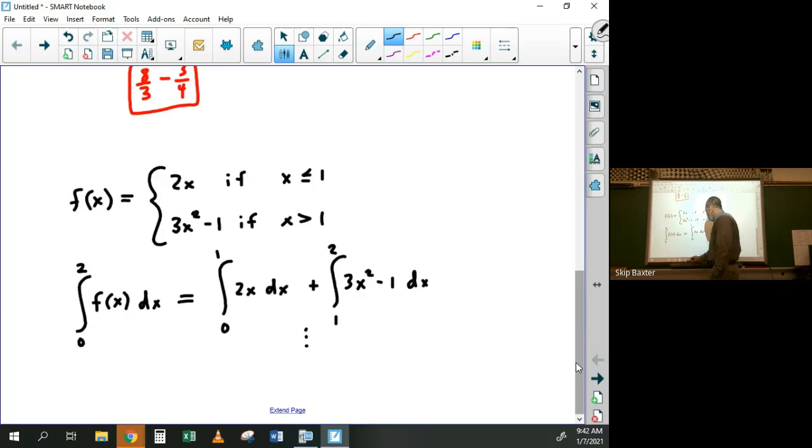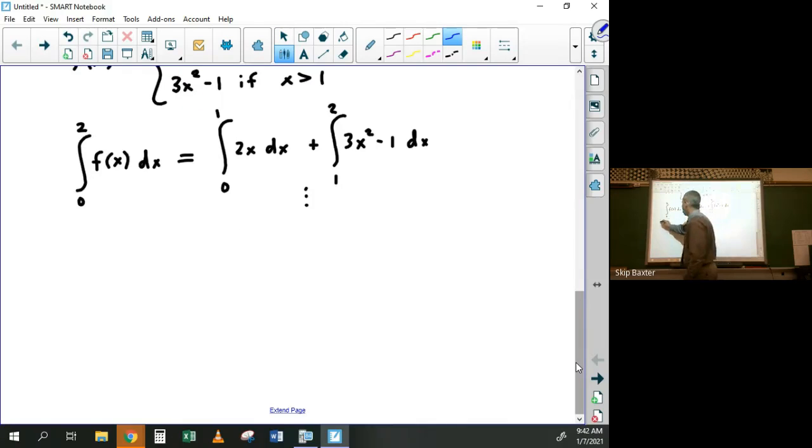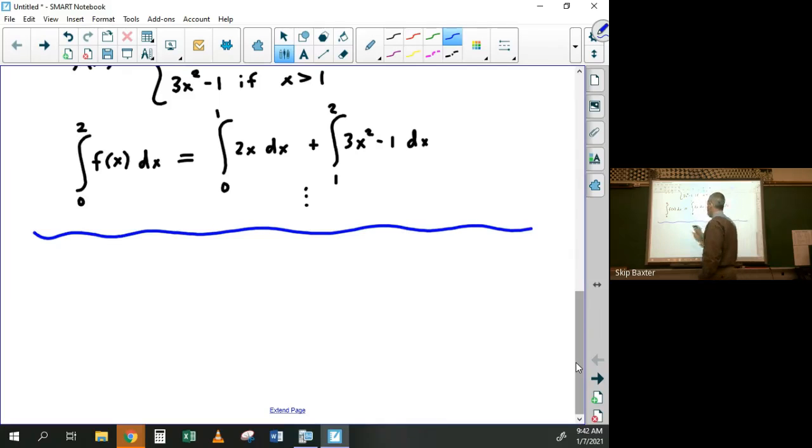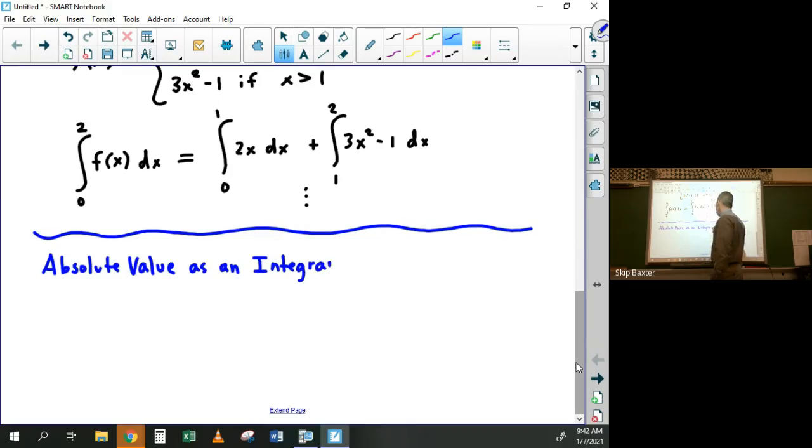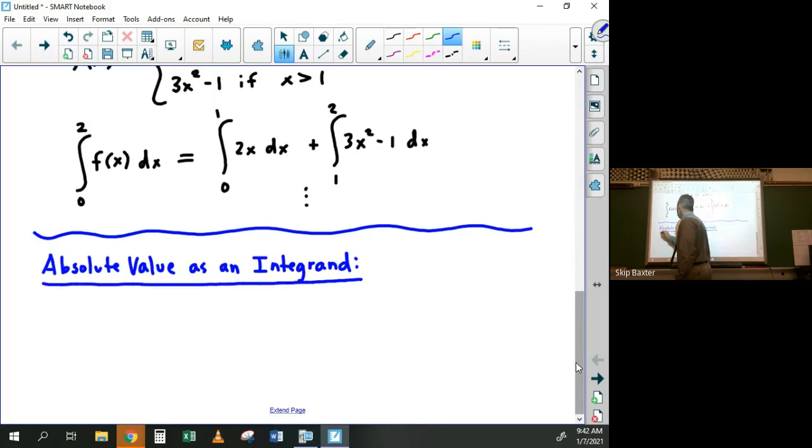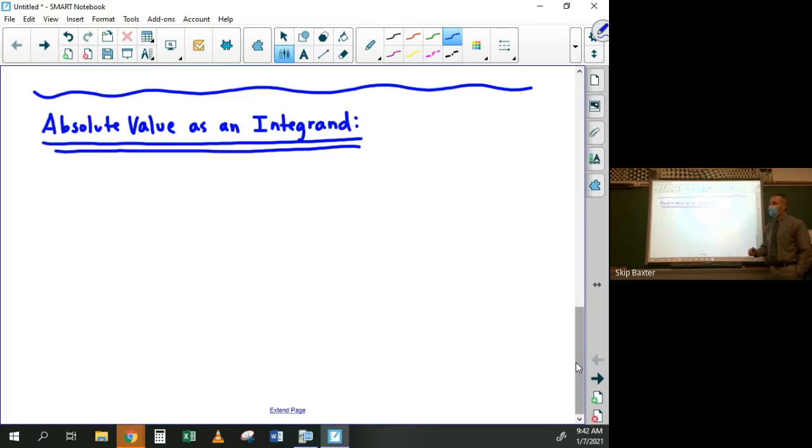Okay, so then the next thing that we need to worry about is absolute value. Sometimes you have absolute value functions as an integrand. So the thing to remember about this is that absolute value functions are really piecewise functions, but they're kind of disguised. So remember the definition of absolute value.